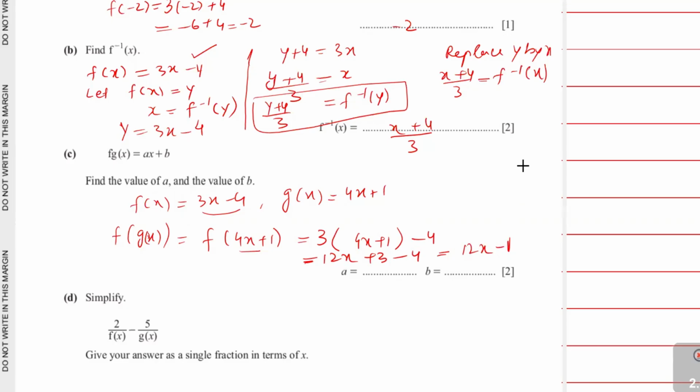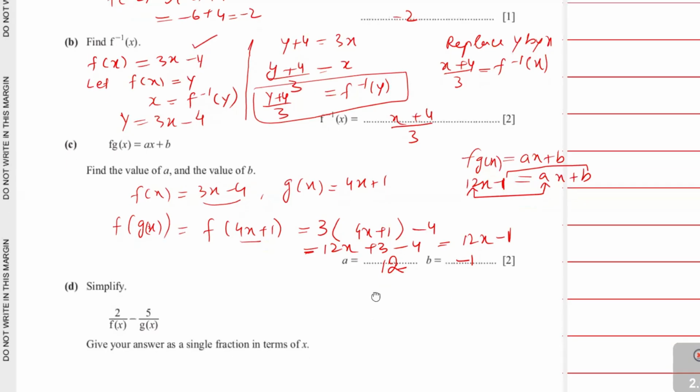And here ax plus b is equal to f of g of x. Therefore, we can write 12x minus 1 equal to ax plus b, and we will compare the coefficient of x. Therefore, a equal to 12 and the constant minus 1 equal to b. Therefore, 12 and minus 1 are the values of a and b respectively. This is the answer.